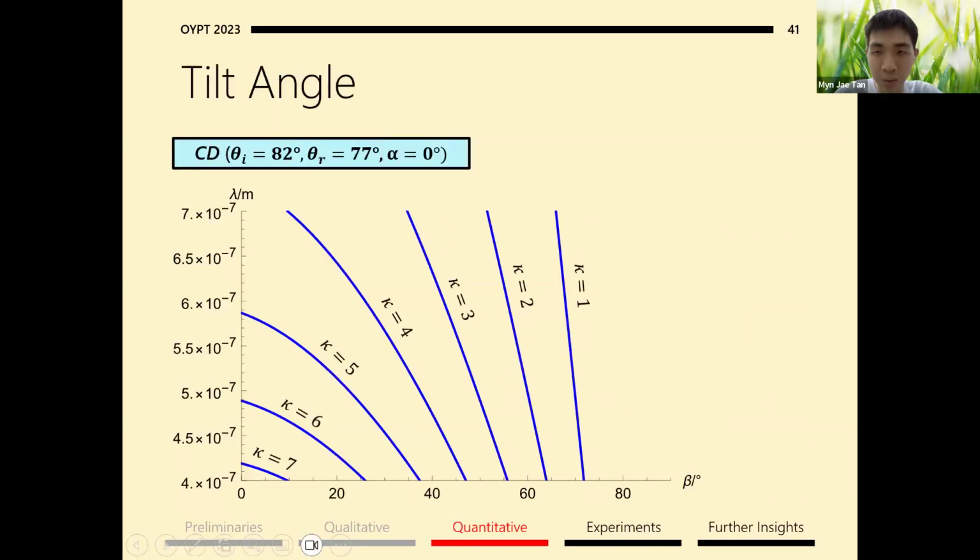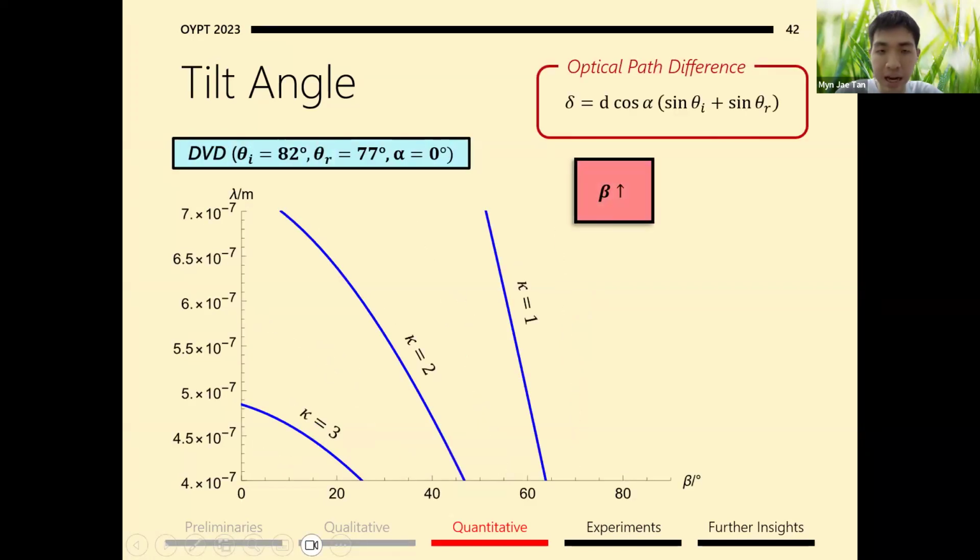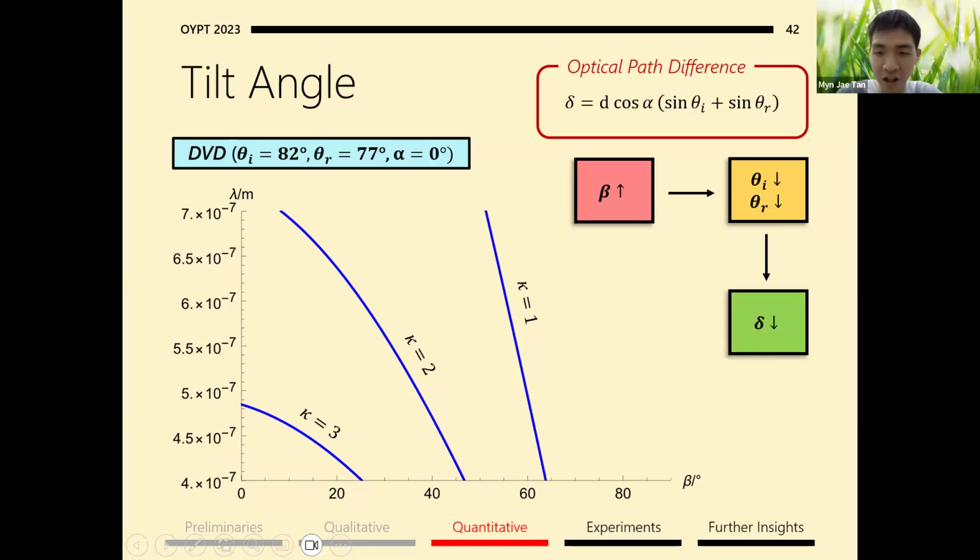Next we'll look at the third angle. If we increase the third angle, if you imagine it, the incident and reflected angles of the incident and reflected light waves will decrease. From the path difference, we can see that as we increase the third angle, the incident angle and the reflected angle will also decrease. Because both are in the sine function, when the values decrease, the sine of the value will also decrease. Therefore, this causes the path difference to decrease too, and hence results in a shorter wavelength of reflected light constructively interfering.